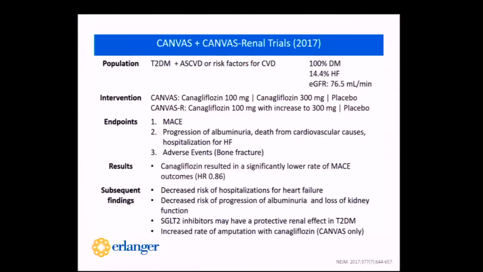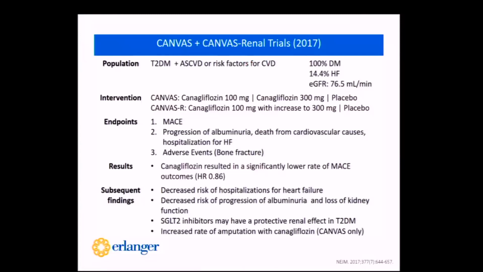So they kind of pulled from those results that previous studies had found and looked more closely into that albuminuria and especially hospitalizations for heart failure as well. And then thirdly, they looked at adverse events, really specifying the risk of bone fracture with canagliflozin. As a result, the CANVAS and CANVAS renal trials found that canagliflozin resulted in a significantly lower rate of MACE outcomes with a hazard ratio of 0.86, so pretty consistent with previous literature.